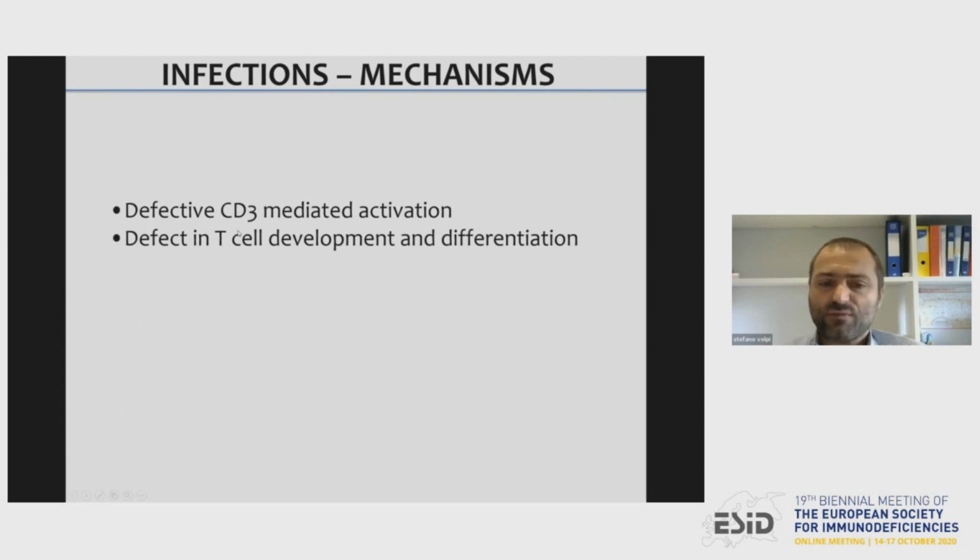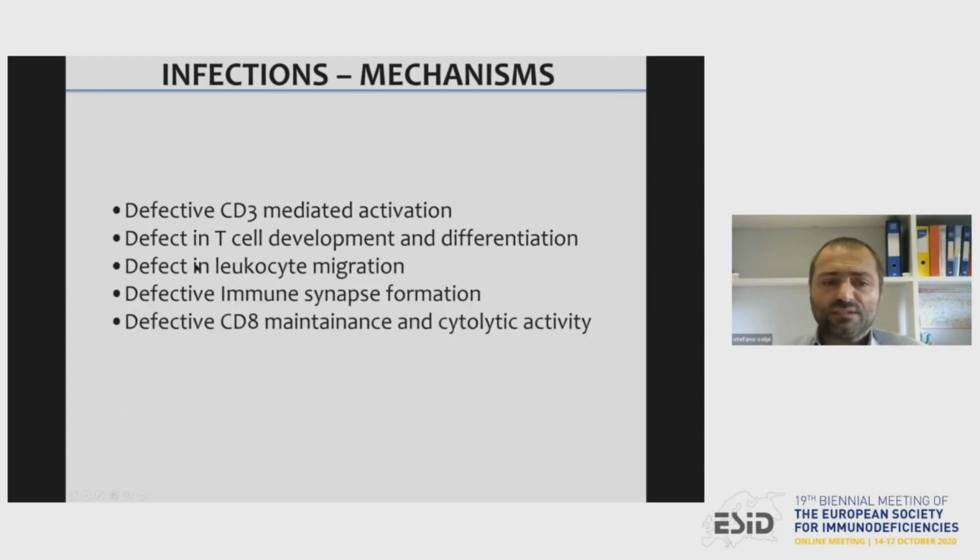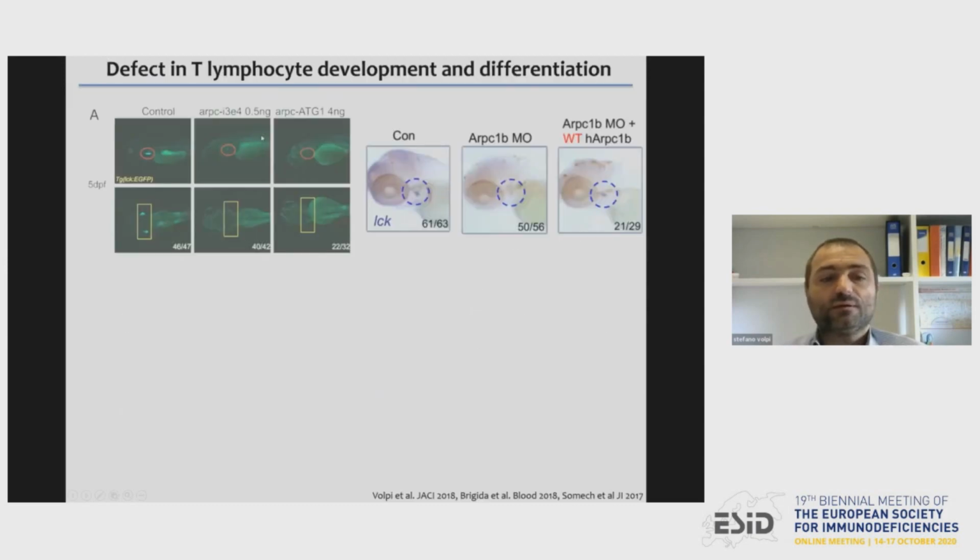So there's a defect in CD3-mediated activation and T-cell development and differentiation. I'm going to show you there's a typical defect linked to actin dysregulation: cell migration, immune synapse formation, and there's a specific defect in CD8 maintenance and cytolytic activity, shown by one group recently, Somech et al. In JI in 2017 they nicely showed how ARC1B is required for proper T lymphocyte development.